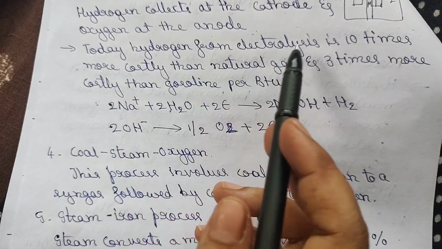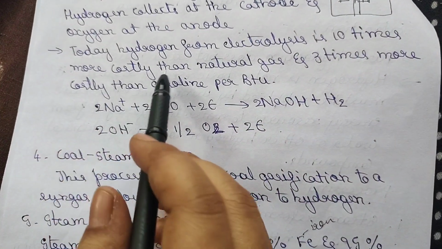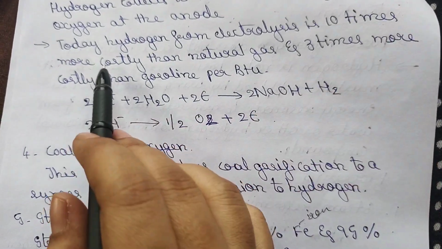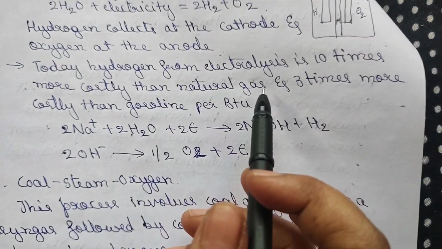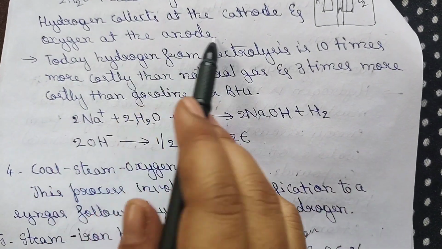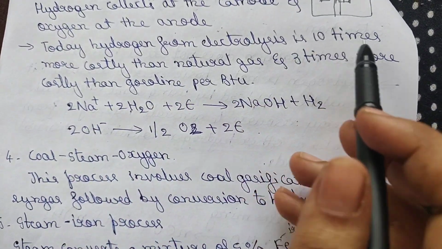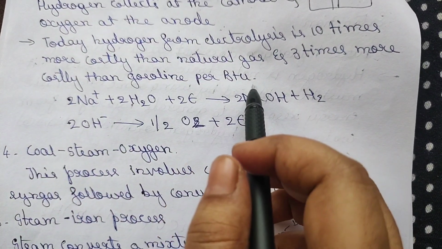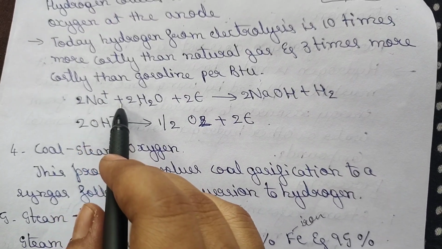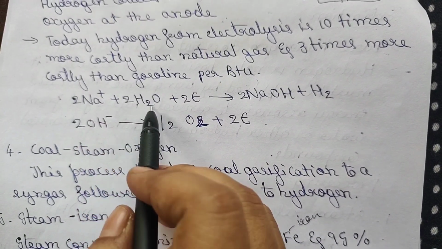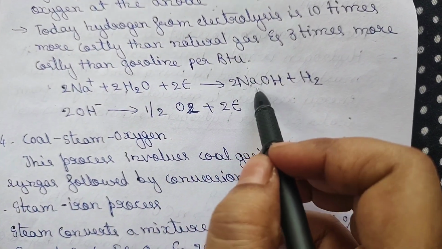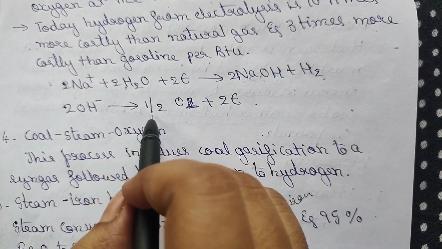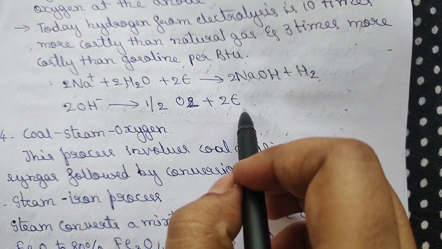Today hydrogen from electrolysis is 10 times more costly than natural gas and 3 times more costly than gasoline per BTU. 2Na plus 2H2O plus 2e, the output is 2NaOH plus H2. And 2OH minus gives half O2 plus H2O plus 2e.